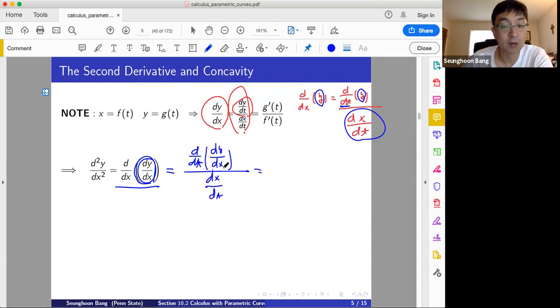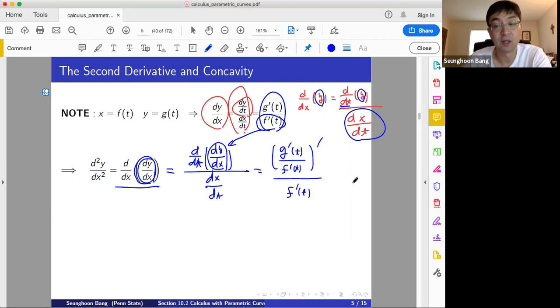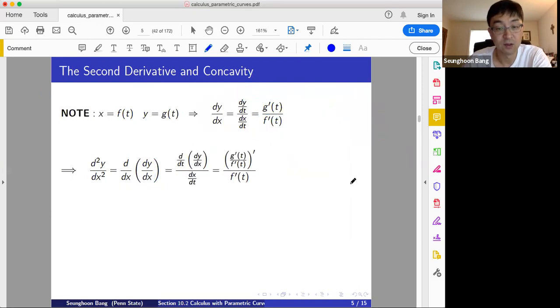What's it like, dy over dt? dy over dt is this form. We can plug into here exactly g prime of t over f prime of t, prime over dx over dt, which is the same as f prime of t. This is like a second derivative. This is the second derivative.